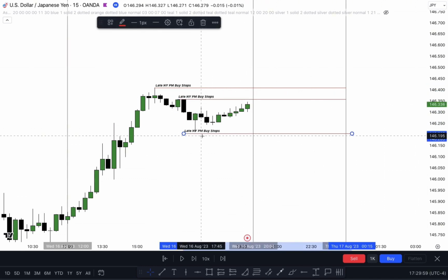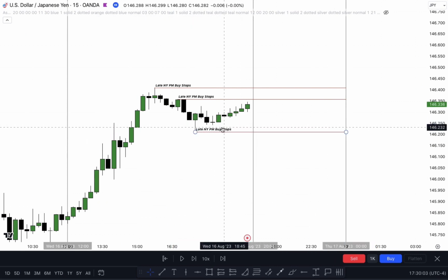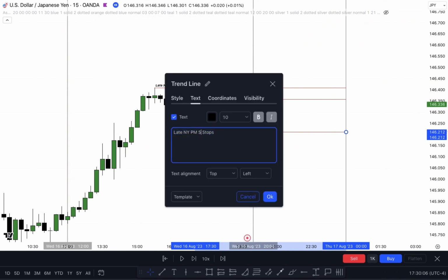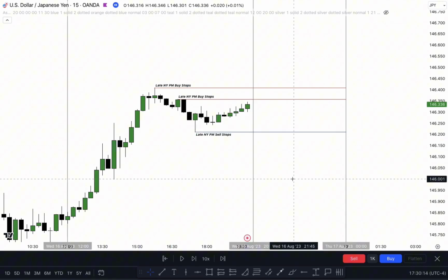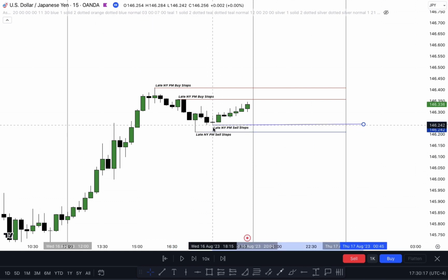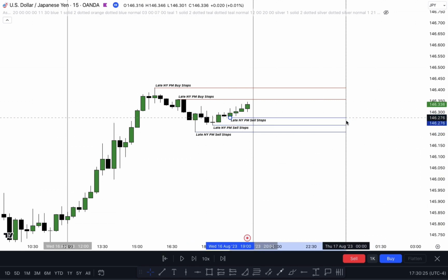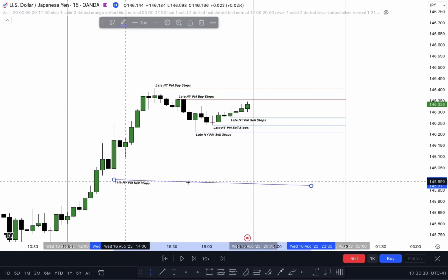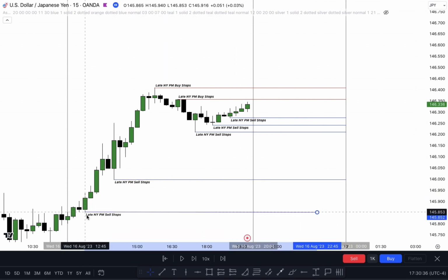Then below it, we have the sell side liquidity, which is going to be our late New York PM sell stops. So we have one here. I'll make these blue. I tend to color code my lows blue and my highs red. So we mark out any of the ones that we can see just prior to 8 p.m. We have one over here too, all the way down here. All this is areas that the market can potentially draw for because it is liquidity.